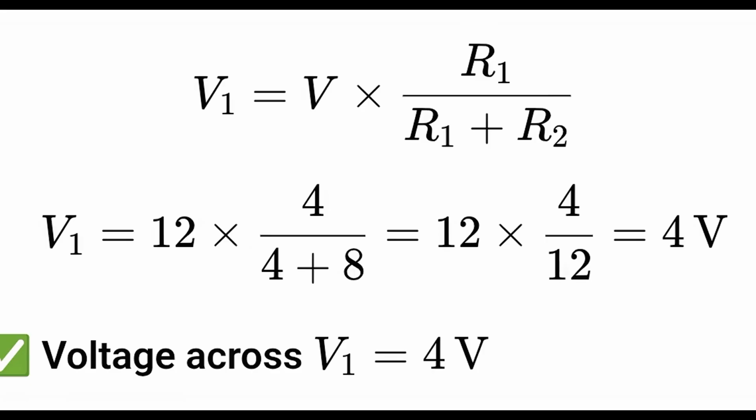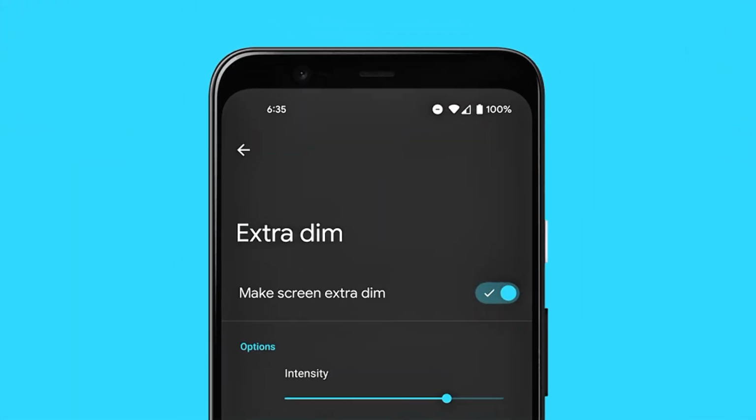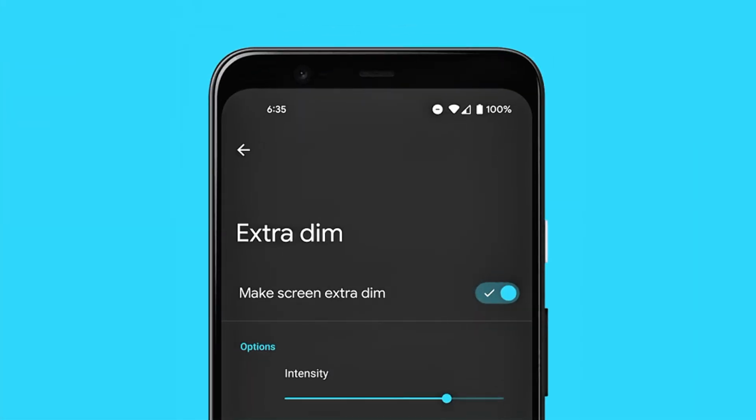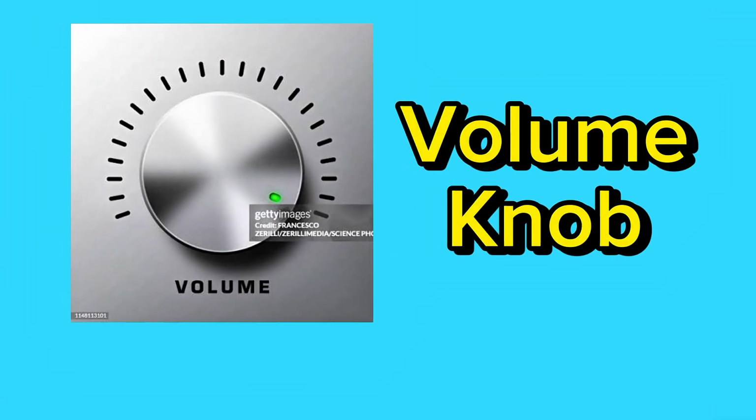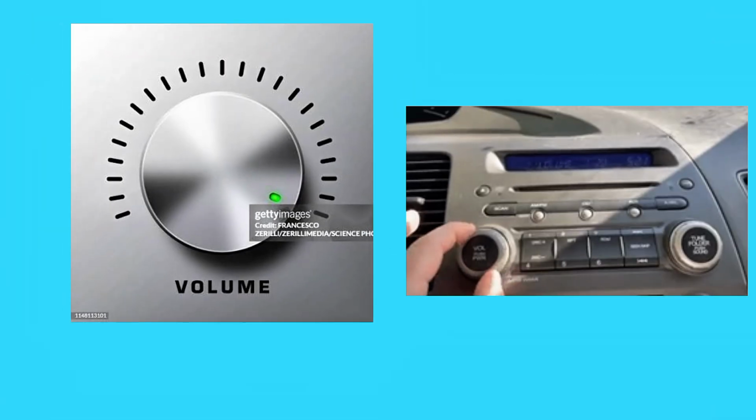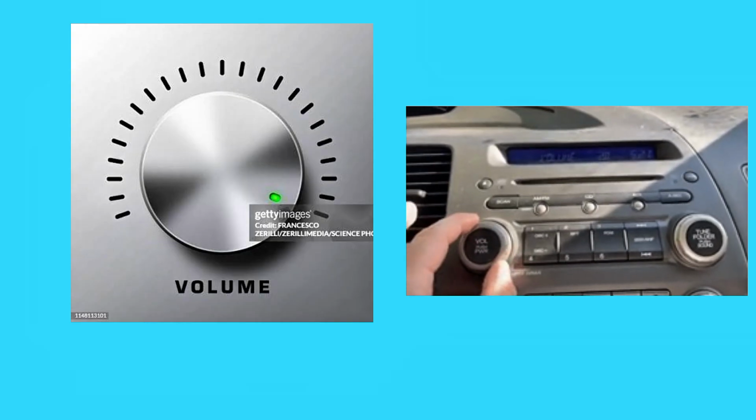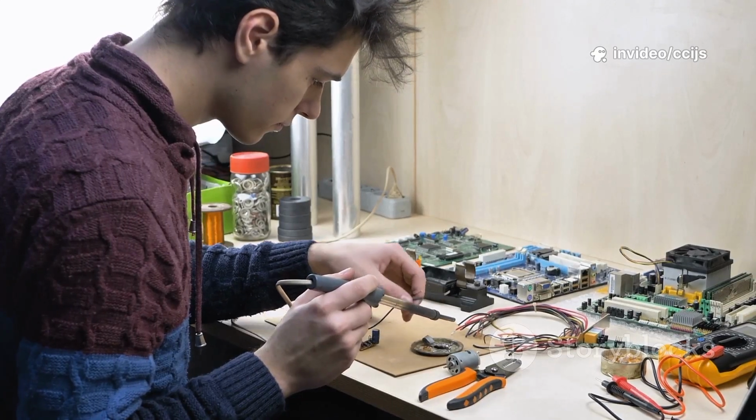Simple math, predictable voltage. Now, in your phone, a light sensor changes resistance with the brightness of the room. Using the potential divider rule, that resistance change becomes a voltage change. The phone reads the voltage. Then it adjusts the screen brightness automatically. The same principle applies to volume knobs. Turn the knob. The resistor changes. Voltage changes. Sound changes. The potential divider rule is everywhere.